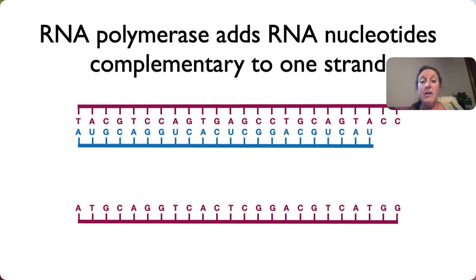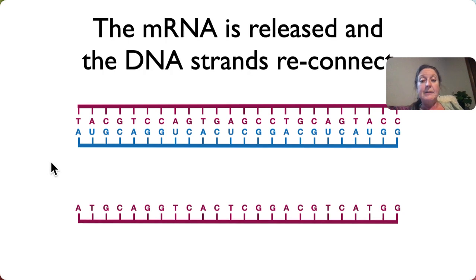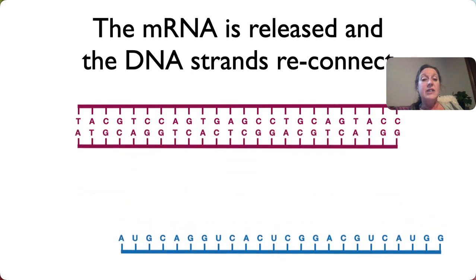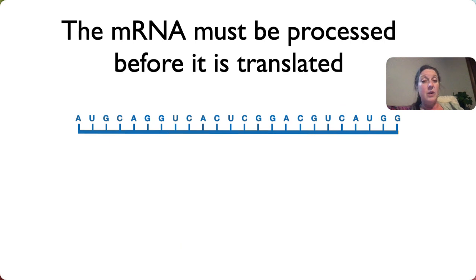So the mRNA is copied from one strand of the DNA. Then the mRNA is released, and the DNA strands reconnect. All right, and we are basically done with transcription, except that the mRNA has to be processed before it is translated. We call this processing post-transcriptional modification. So after transcription, it has to be modified.